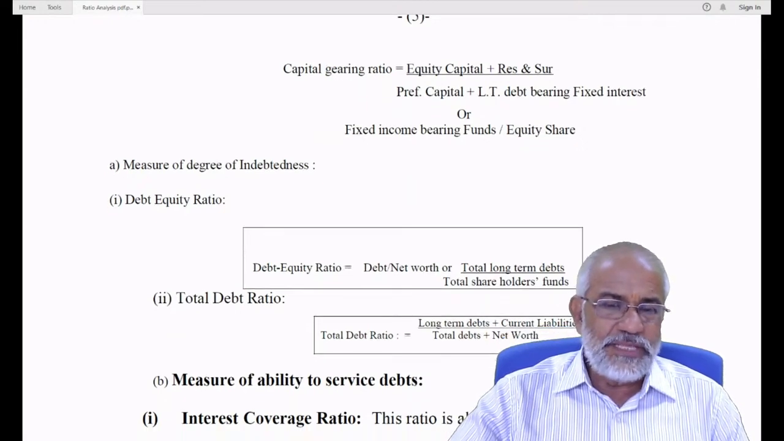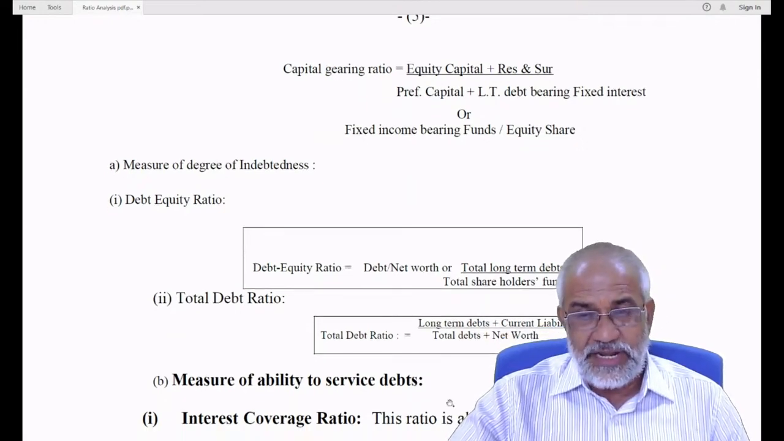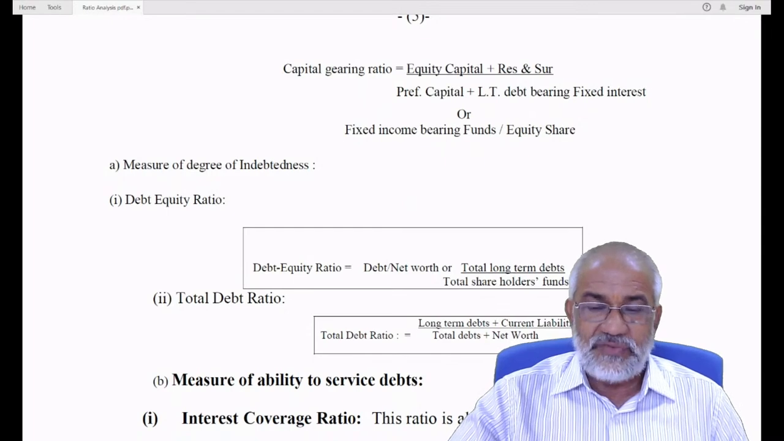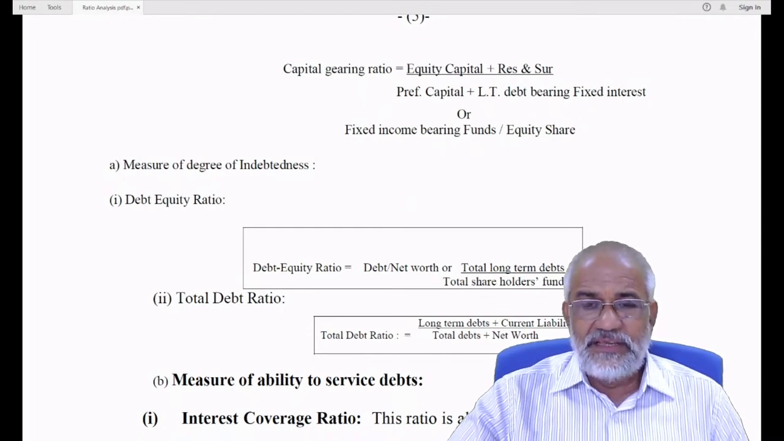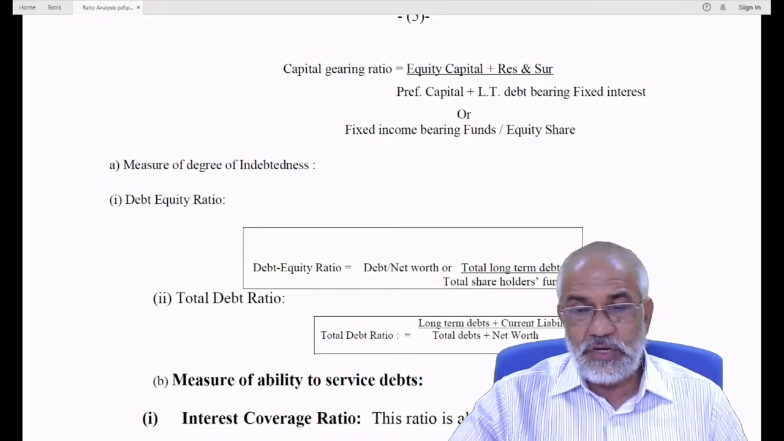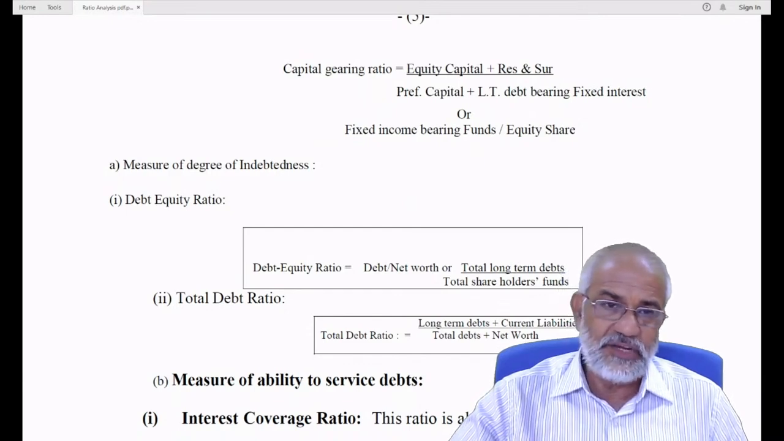Debt equity ratio is an important ratio for the bankers and the financial institutions while making finance available to the organization. How is the debt equity ratio calculated? It is the total debt divided by the net worth of the organization, which can otherwise be calculated as the total long-term debts divided by the total shareholders' funds. That would be the debt equity ratio.